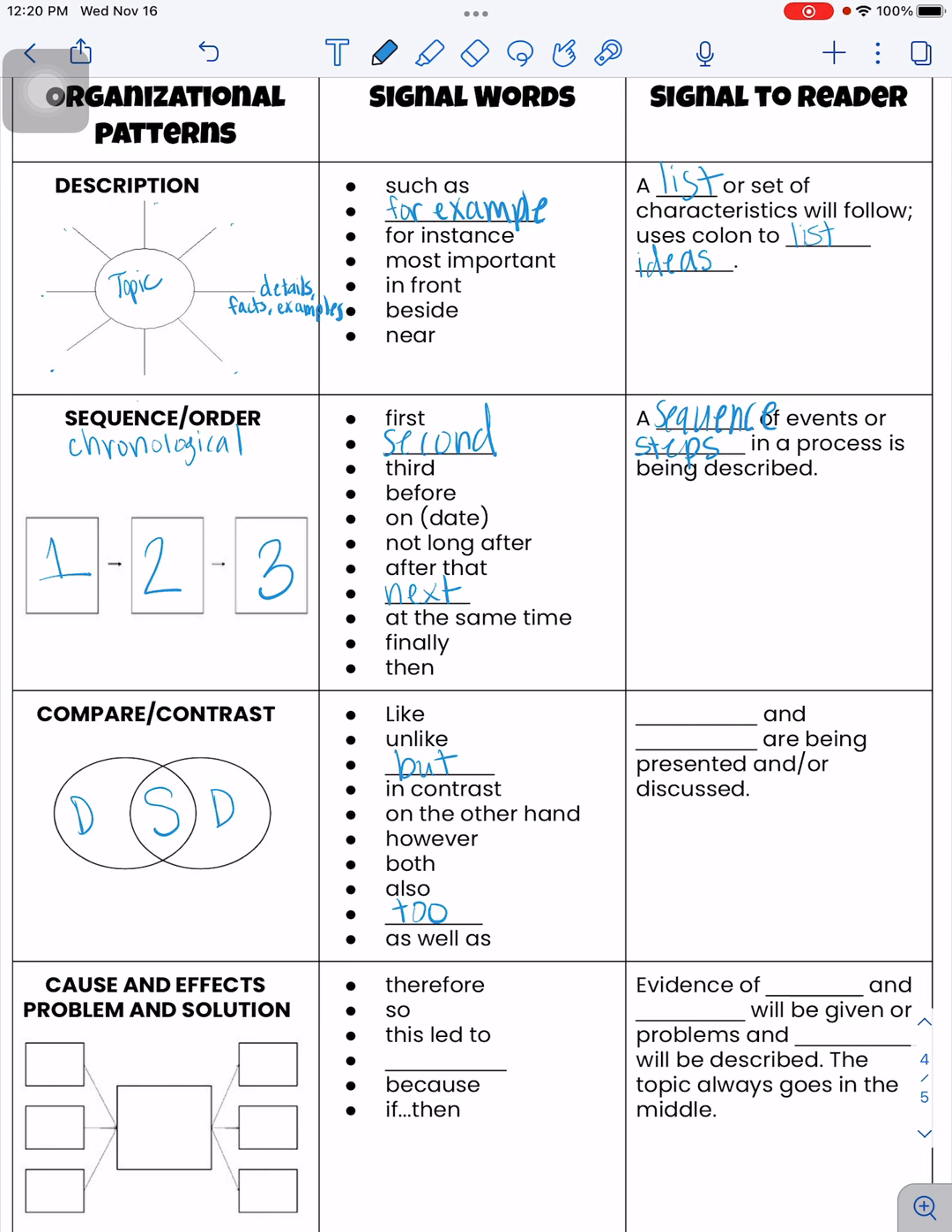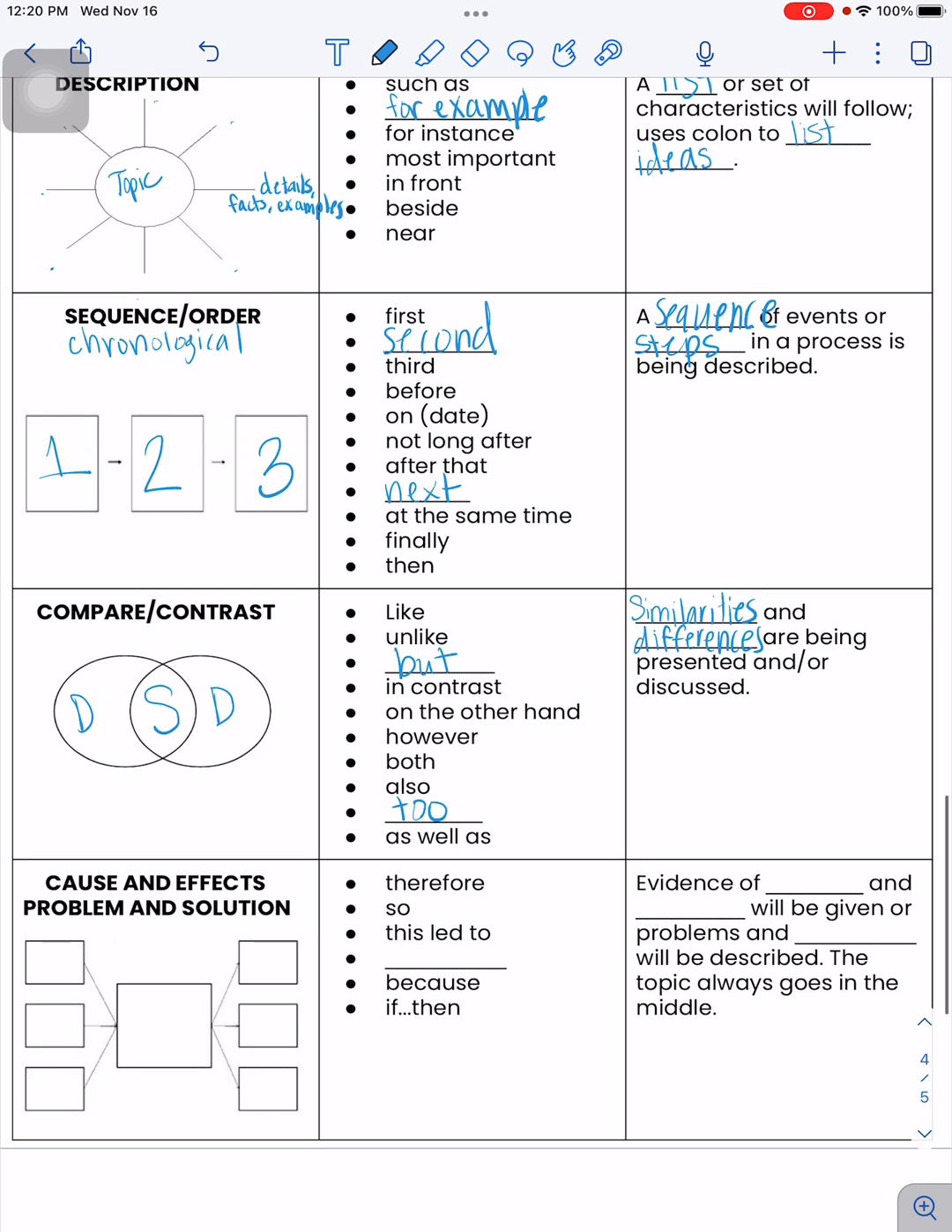The signal to the reader is when you see similarities and differences that are being presented and or discussed. That's your signal that you are looking at a compare and contrast organizational pattern. And lastly, we have cause and effect and problem solution. The reason these two are together is because they have the same thinking map. This flow map right here is what we use for both cause and effect and problem solution.